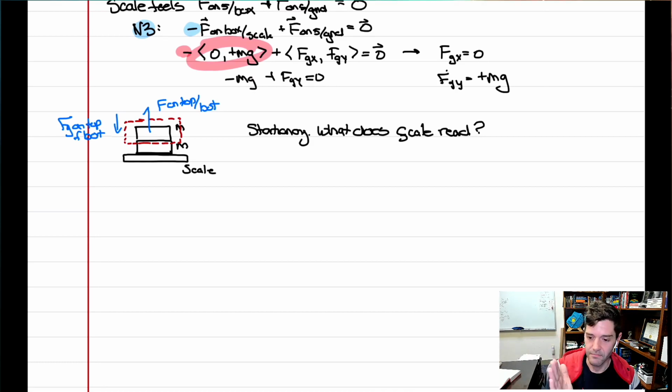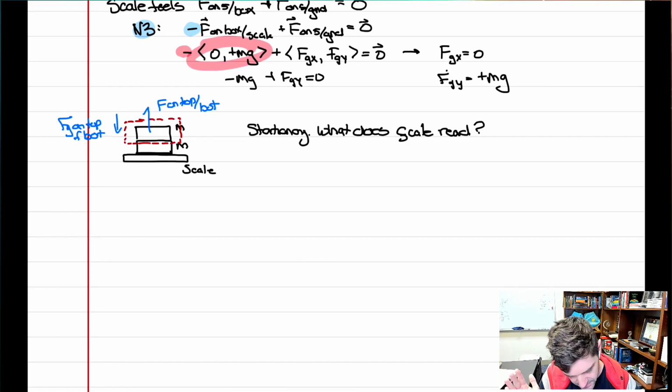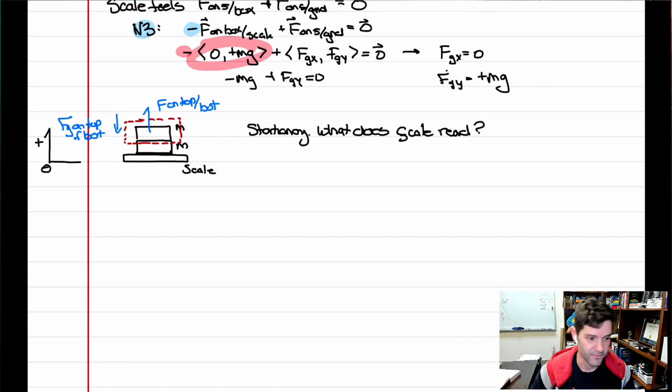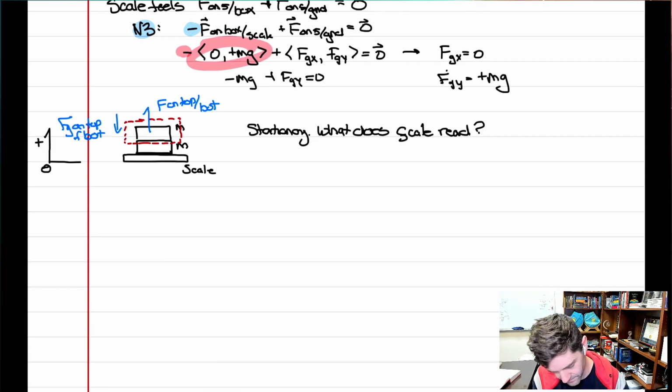I'm going to simplify the math a little bit in that I know everything is going to end up being one-dimensional, so I'm not going to worry about writing things down as vectors. But I still need to define the positive direction in my coordinate system, so I will call up the positive direction from my origin, which I will take to be the ground, if that's needed.